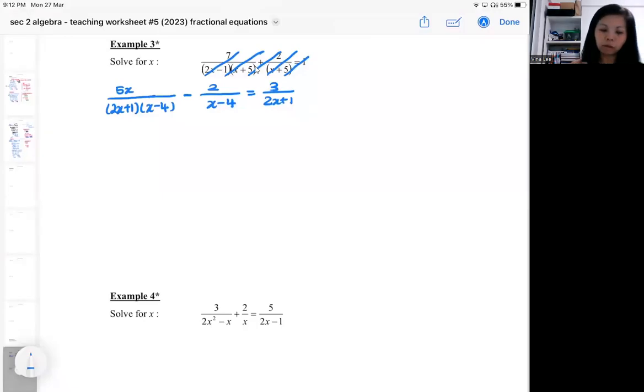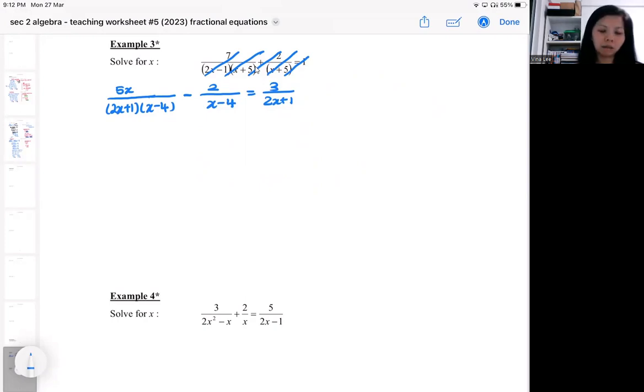Okay, so we are going to see again more fractional equation. Example 3, please change the question. So this one, I think I typed something wrongly. Okay, so it's a fraction minus fraction. If you observe the denominator, they look almost the same.